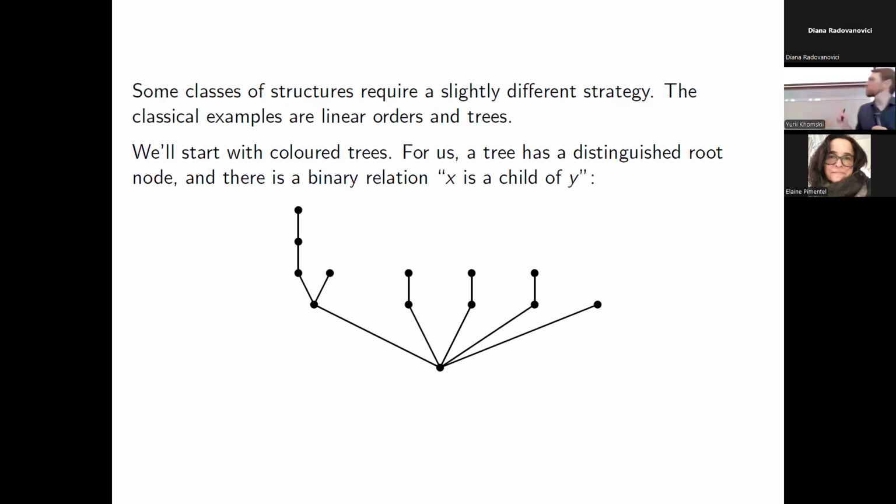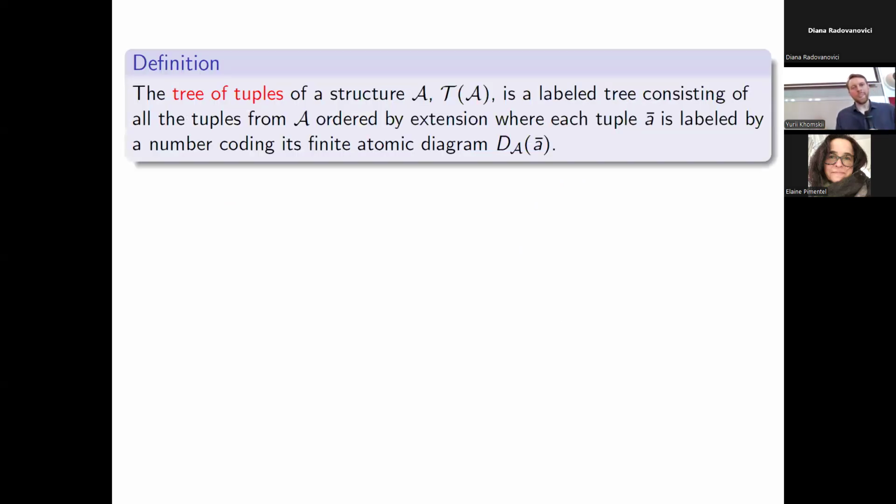For us, a tree is going to have a distinguished root node, and then it's going to have a binary relation that says you're a child. I drew them going up, it doesn't really matter. But each of these vertices of the tree is also going to be labeled with some label. We could think of those as integers. So given some structure A, I'm going to construct this labeled tree from it called T of A, or the tree of tuples. So it's going to be a labeled tree.